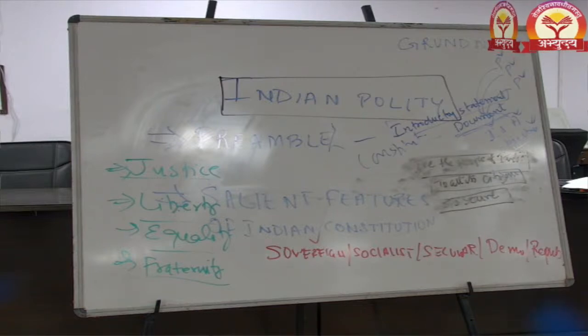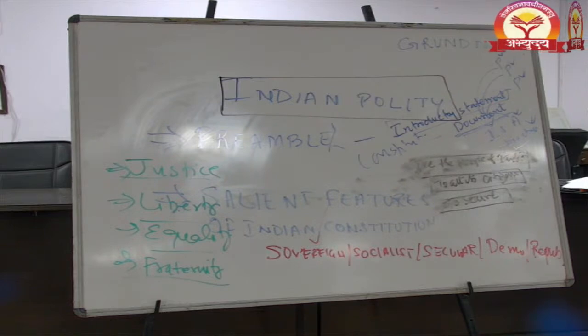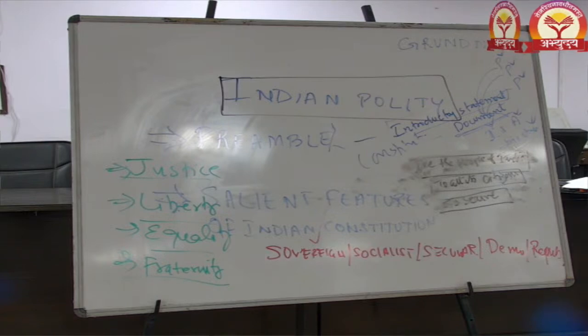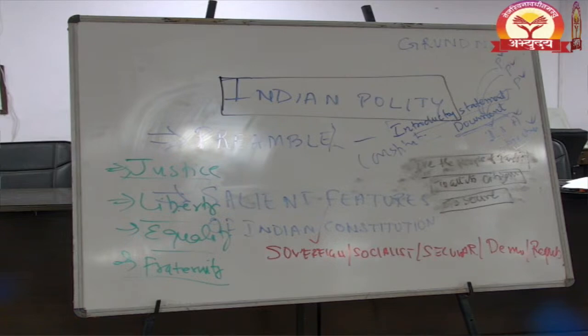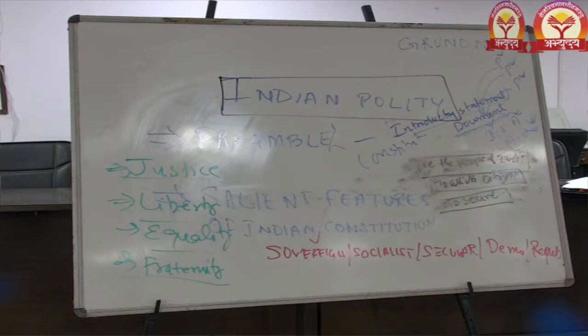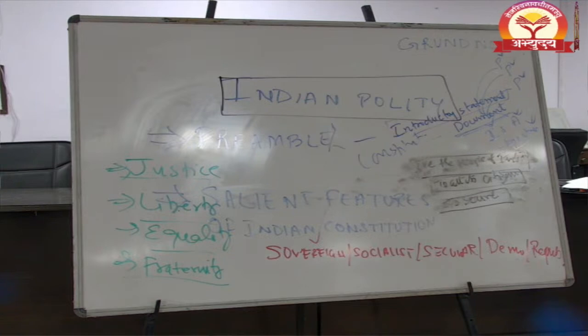The second observation, the second understanding which we have to develop, is that without social and economic justice, one cannot achieve political justice. In other words, social justice and economic justice are the basis for political justice.